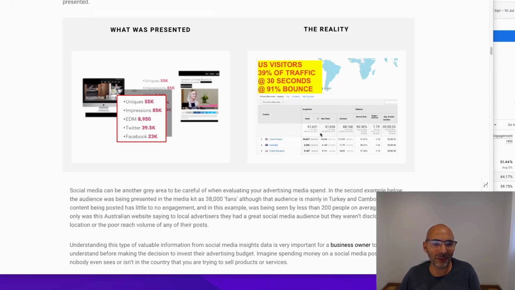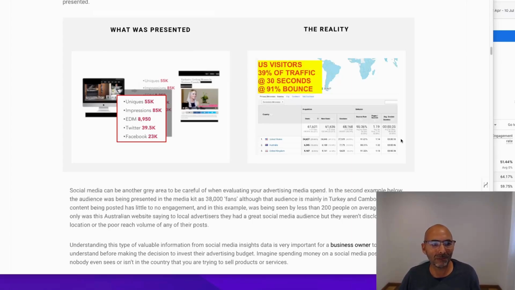Doing a bit more investigation, this actual website, the majority, 40% of their visitors were from America. And so it actually didn't make sense to advertise with them. What made this worse was that even the American visitors weren't spending a lot of time on the site. It was less than 30 seconds, and the bounce rate was really high. What that meant was most people were coming to that website looking at one piece of content and leaving.